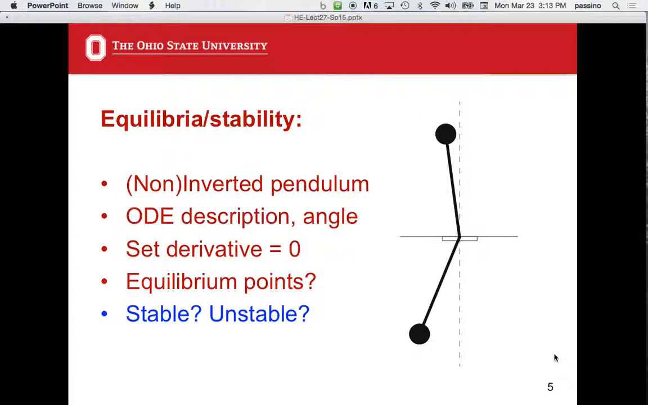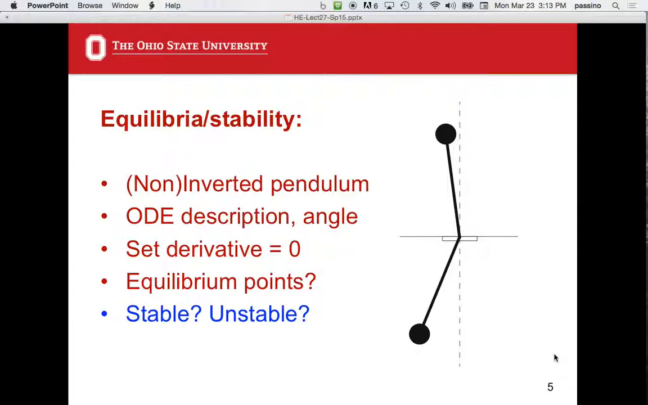Something really boring. What happens? Nothing. Exactly, it stays right there. Guess what? That's when the derivative is zero, because the derivative represents motion, being non-zero represents motion. There's no motion. It stays right there. The derivative stays zero. It's in equilibrium. This is an equilibrium. Okay?